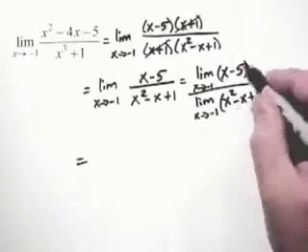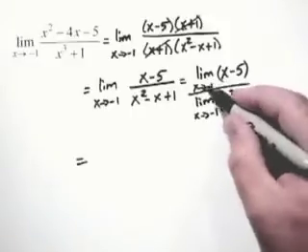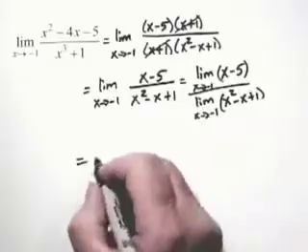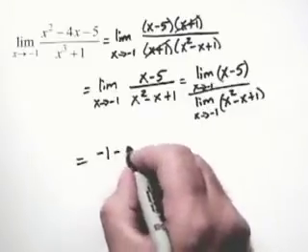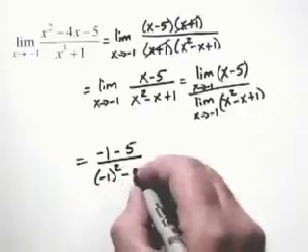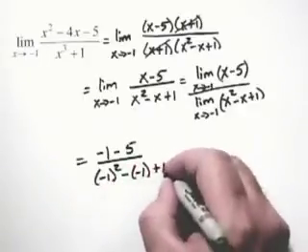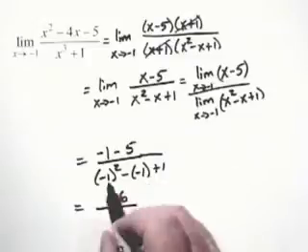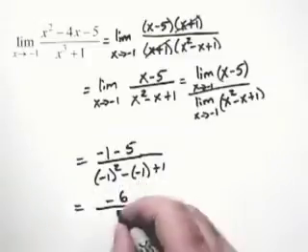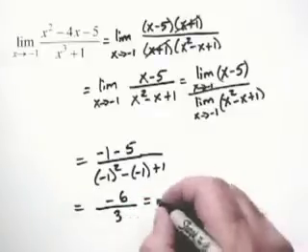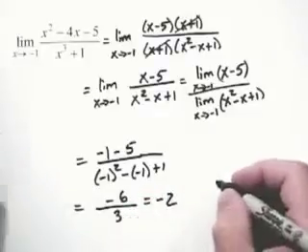Now, in both situations, we have polynomials, so we can plug in our value for c directly and get that our limit is equal to negative 1 minus 5 divided by negative 1 squared minus negative 1 plus 1. We'll get negative 6 in the numerator. We'll have 1 plus 1 is 2, plus another 1 gives us 3 in the denominator, and negative 6 divided by 3 is negative 2.